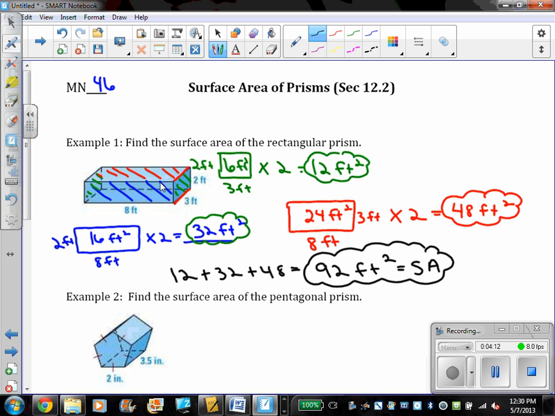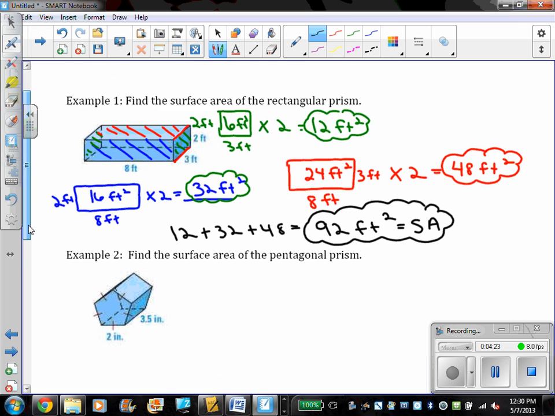If you were to take the skin off of this rectangular prism and flatten it out and find out how many squares fit in that, it would be 92. Okay, so now let's move on to another prism. We have example number 2.